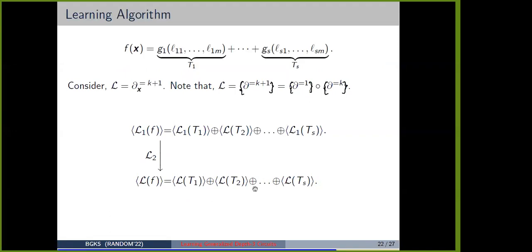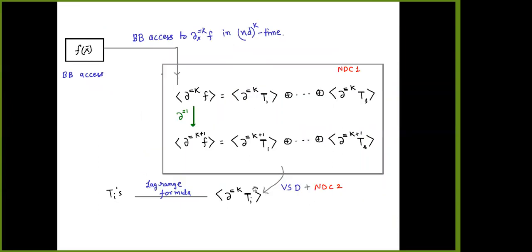And then we can apply our vector space decomposition algorithm, assuming that the adjoint is trivial. So let's look at the complete picture now, because we are not given these vector spaces to begin with. We are just given black box access to F. But using black box access to F, it is easy to get black box access to the kth order partial derivatives of F in nd to the k time, and k will be small for us.